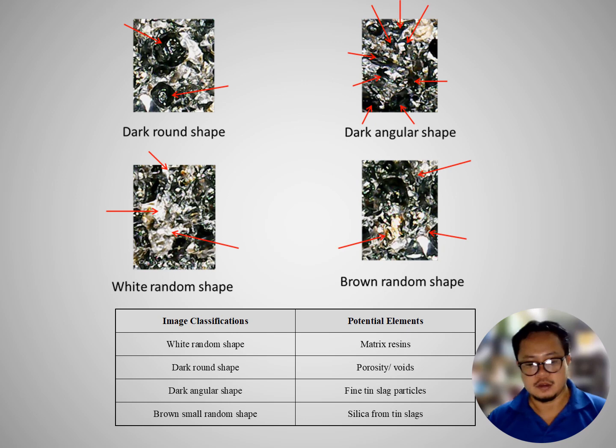The classification of those 4 image patterns was then assigned with potential elements as shown in the table here. For the white random shape, it is actually the matrix resin element. For the dark round shape, it's porosity or voids. For the dark angular shape, it's fine tin slag particles, and for the brown small random shape, it is the silica from tin slag.